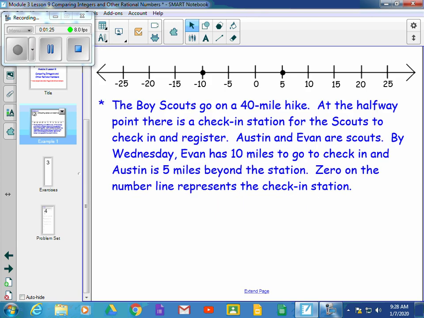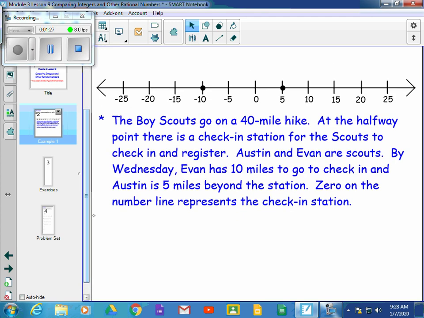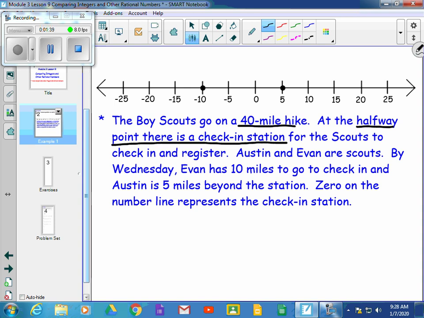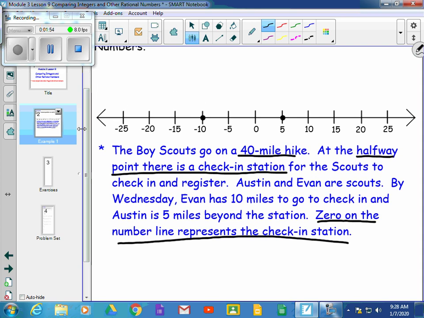Now, let's try to understand what the information means here. The Boy Scouts are going on a hike that is a total of 40 miles. Halfway through, there's a check-in station. That way they can help figure out which half of the course the Scouts are on if they get lost, perhaps. Now, they tell us down at the bottom that 0 represents that halfway point, that check-in station. So right here is going to be at 0, the check-in.